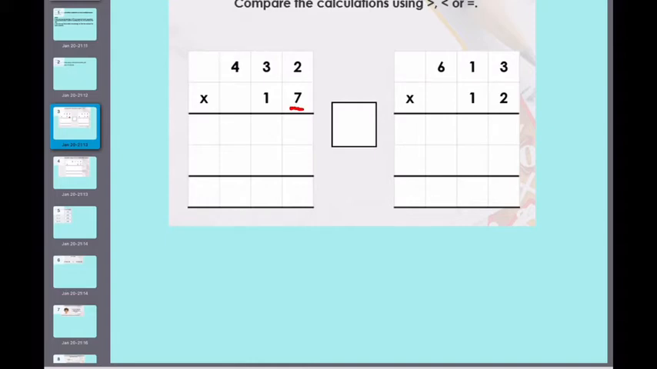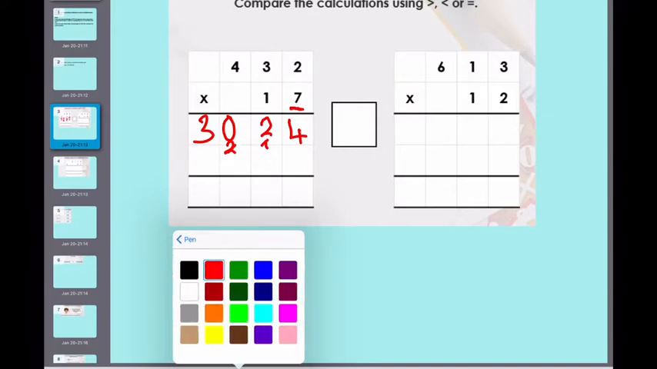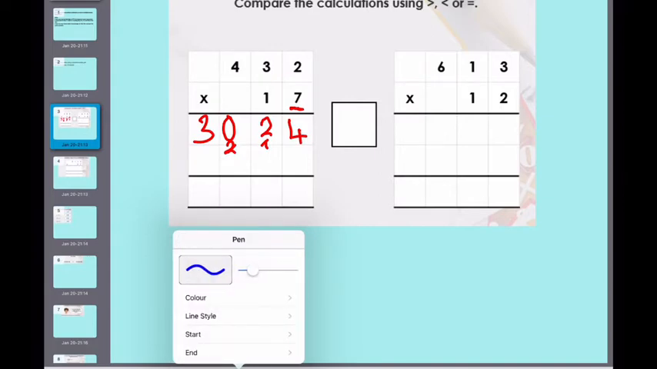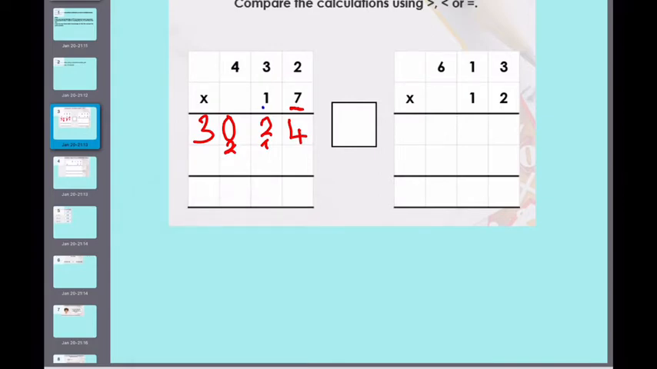So 7 multiplied by 2 is 14, carry the 1. 7 multiplied by 3 is 21, add 1 more is 22, carry the 20 across. 7 multiplied by 4 is 28, add 2 more is 30. Wonderful. Okay, then I'm going to multiply by my tens number, which this time is 10.